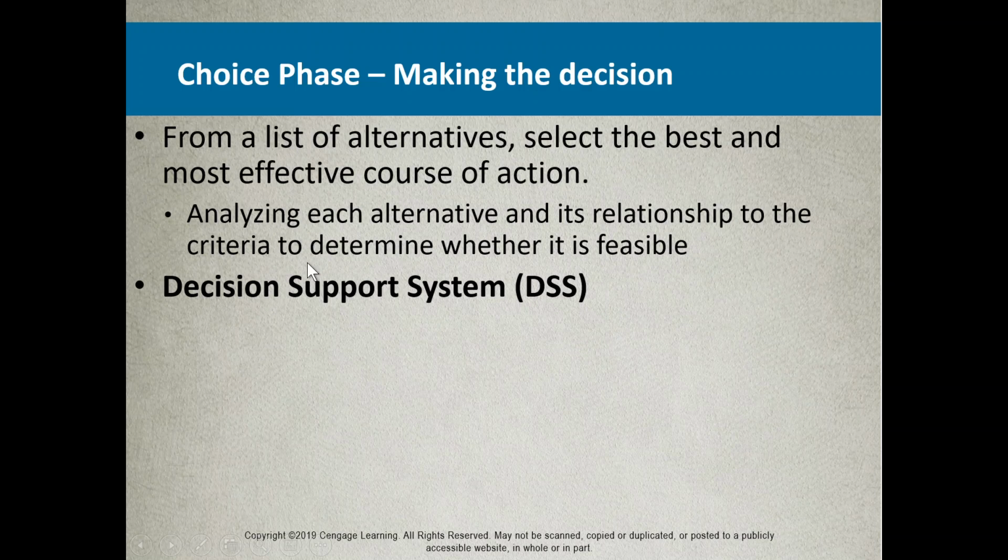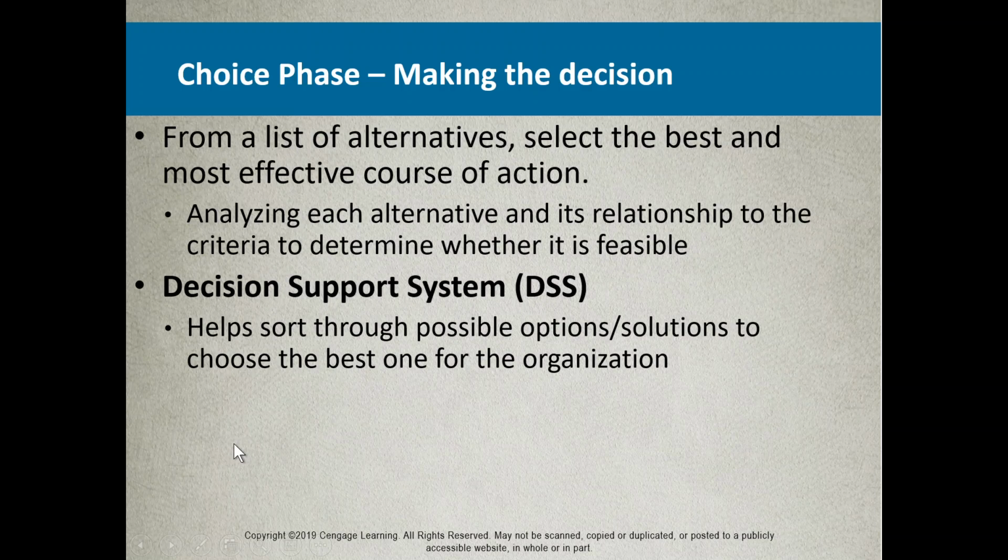And we can do this using what they call a decision support system. Now, a decision support system, or DSS, I call these sometimes business support systems, but decision is good too, because that's what we're talking about here. We have to make a decision, and we use a management information system to help us achieve that. So most of these systems that you guys are using at some capacity will be used as a decision support system. It helps sort through possible options and solutions to choose the best one for the organization.